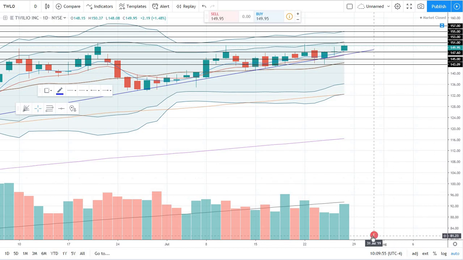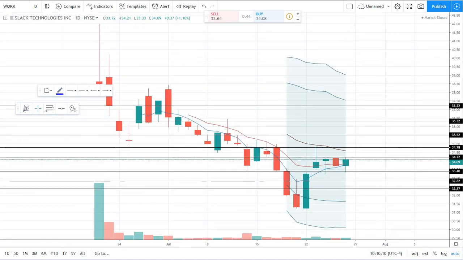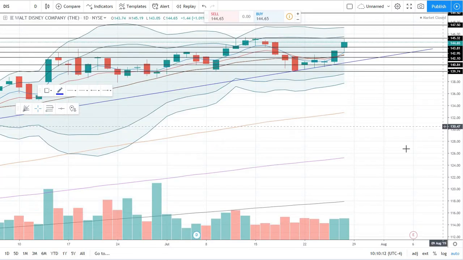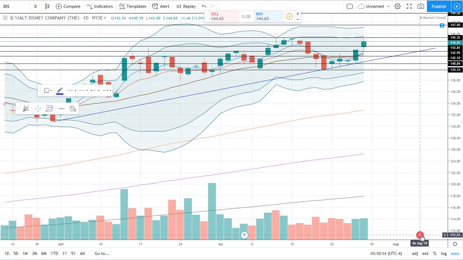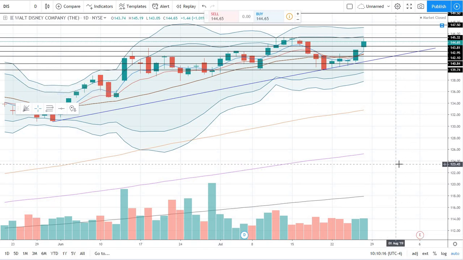Yeah, so Twilio probably would want to be out by the 31st. So I'll have to make a note on Slack that we don't want to be in this for earnings. Cat just had its earnings. No idea when Slack's earnings are. And Disney has earnings on the 6th, so that's next week sometime.